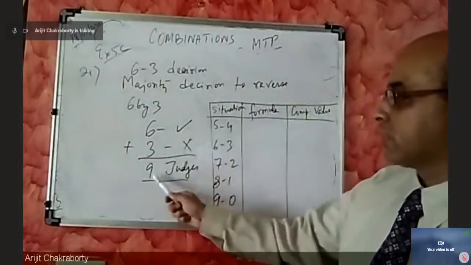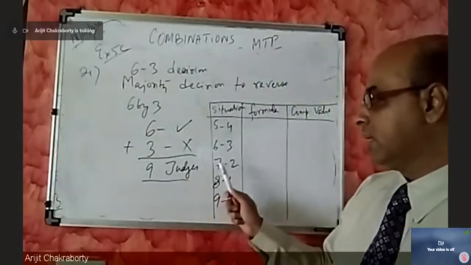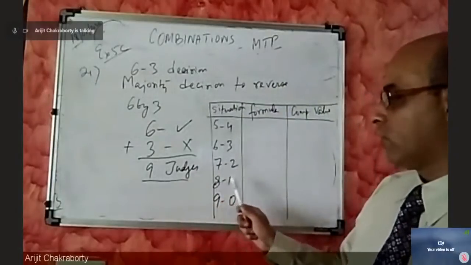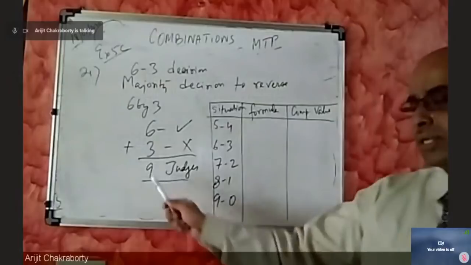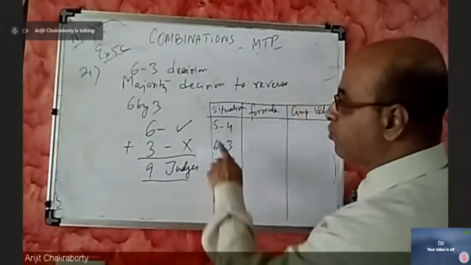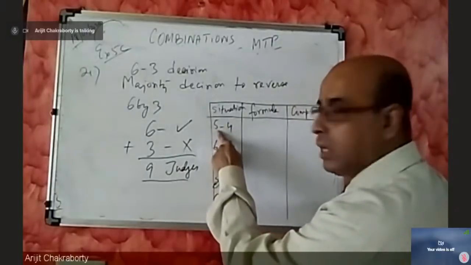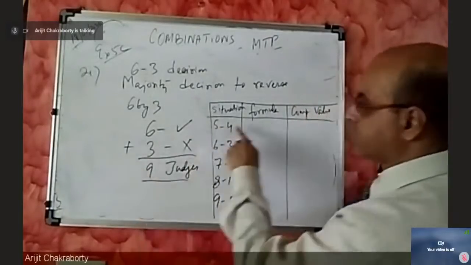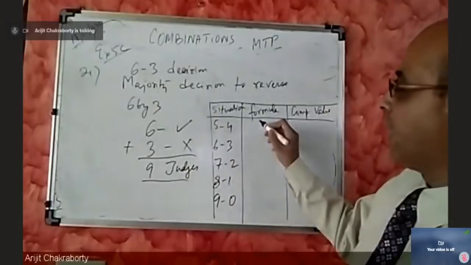Please see that in all these cases, the sum total is 9. 5 and 4 is 9. 6 and 3 is 9. 7 and 2 is 9. 8 and 1 is 9. 9 plus 0 is 9. Now, if you have to select 5 judges from the given 9 judges, first situation, the formula will be 9C5.